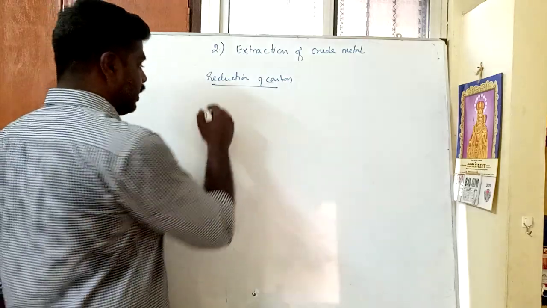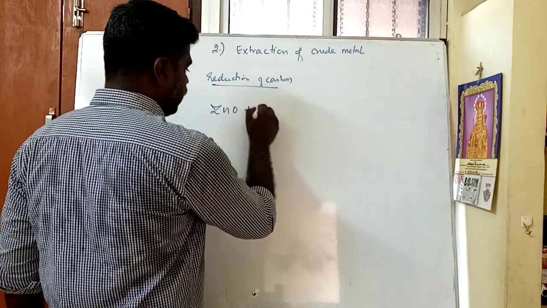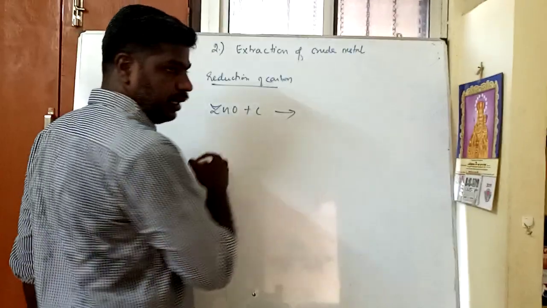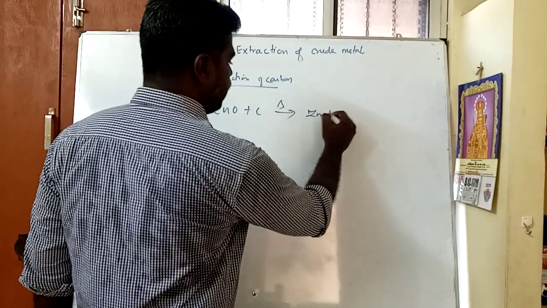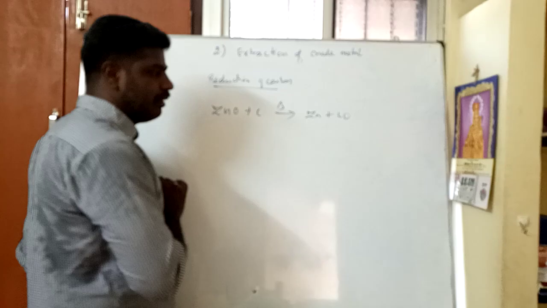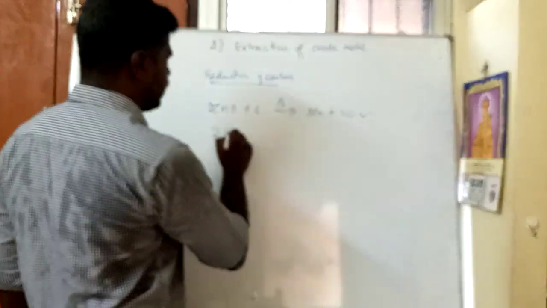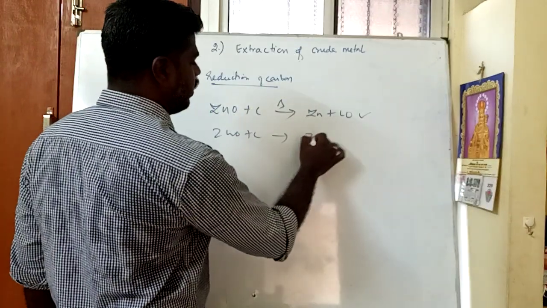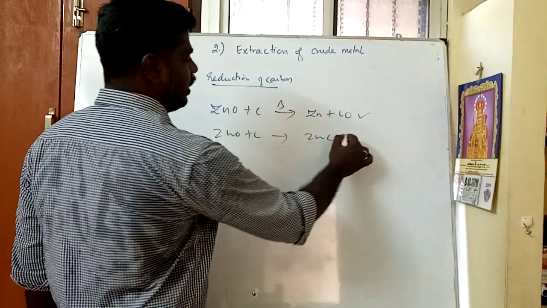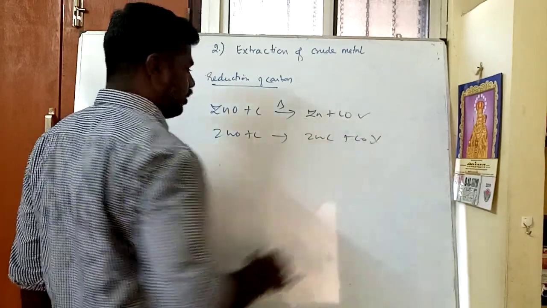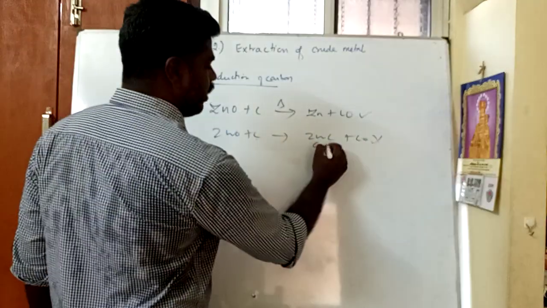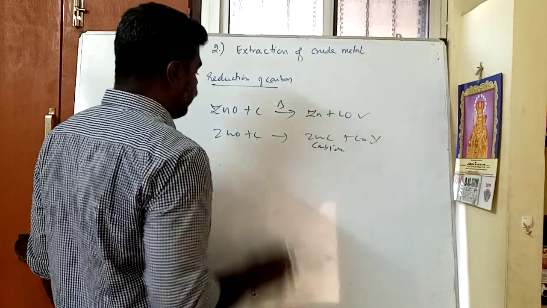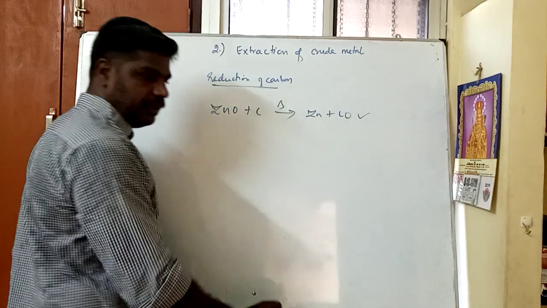For example, let us take zinc oxide. Zinc oxide reacts with carbon at a high temperature and is reduced to zinc plus carbon monoxide. This reaction will take place. For example, zinc oxide reacting with carbon forming zinc carbide and carbon monoxide, this reaction is not possible. So the carbon never forms a carbide. It only reduces the metal oxide to metal.